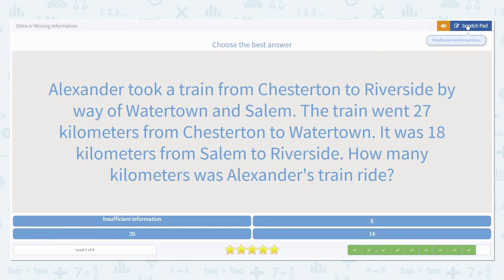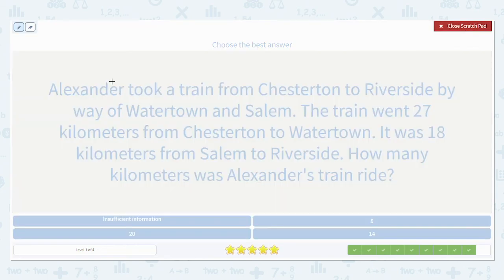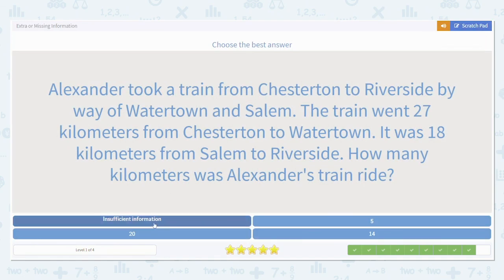One last question. Again, Alexander took a train from Chesterton to Riverside by way of Watertown and Salem. Chesterton, Riverside, Watertown and Salem. 27 kilometers from Chesterton to Watertown, 27, and 18 kilometers from Salem to Riverside, 18. Just like before, we don't know this middle number, which means we cannot figure out how long the total train ride was. There just isn't enough information to answer this question.